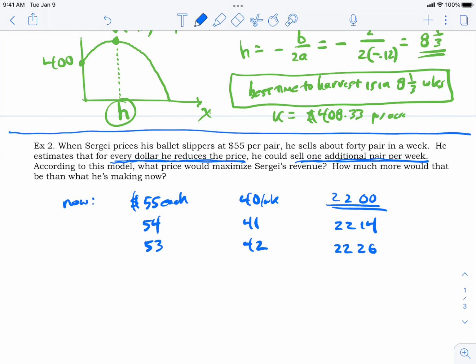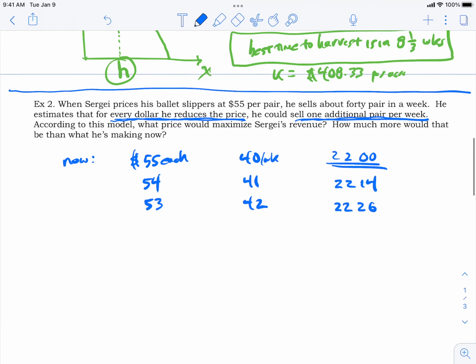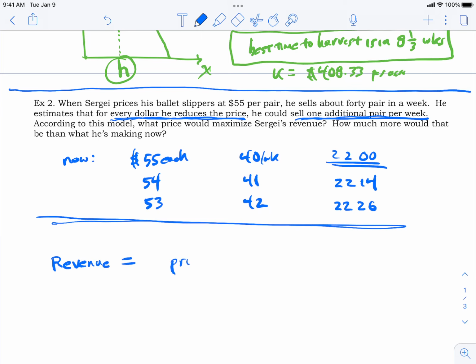So I suppose if you wanted to do it brute force way, you could just keep making your table and keep going forever. But there's a very elegant way that you can do this, and that's to use the algebra. Similar to the first problem, you kind of go like this. Okay, I'm going to build a revenue function again. And the revenue is going to be basically the price times the number sold.